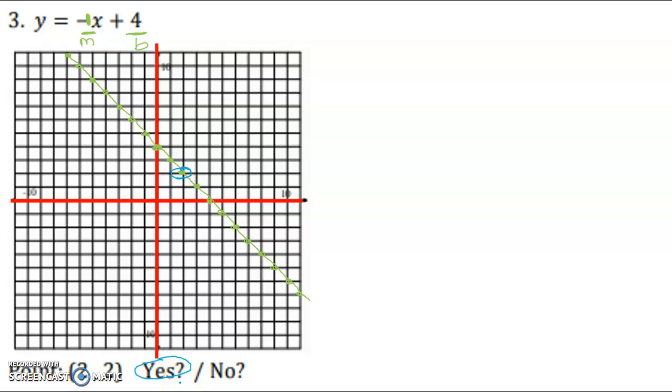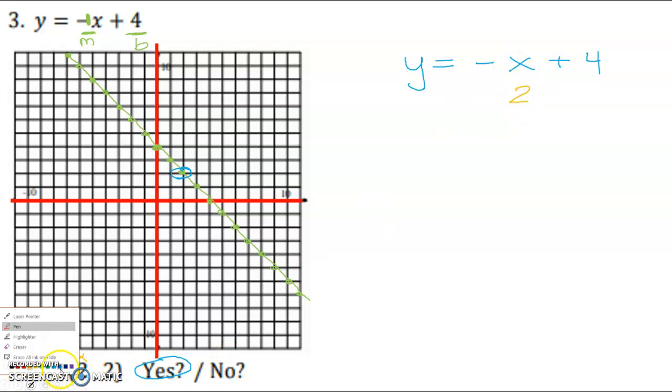But let's confirm algebraically just to make sure. So y equals negative x plus 4. Again, we're going to take the point that we are given, that we know for x is a 2. So anywhere we see an x, we will substitute a 2. And we know that our y value is also a 2. And then we're going to keep the rest of the equation the same. So we're going to bring down the equals, the negative, and the plus 4.